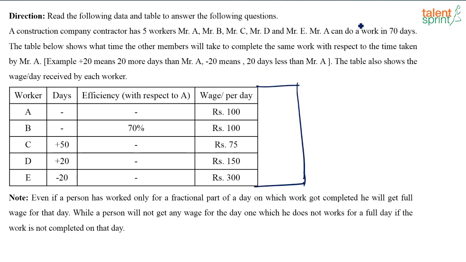So, see, it is given A can do the work in 70 days, okay. So I am just finding out the number of days here each person takes. So they are saying A is taking 70 days. So how many days will C take? 70 plus 50, that is C will take 120 days to finish the work. Now A takes 70 days, so D will take 70 plus 20, that is 90 days to finish the work. And how many days will E take? 70 minus 20, that is 50 days to finish the work.